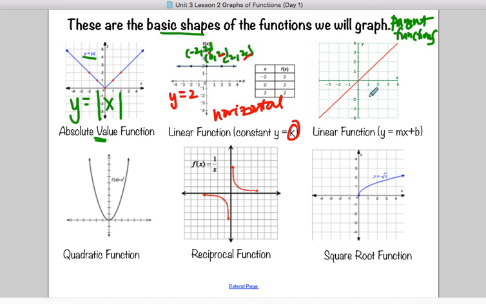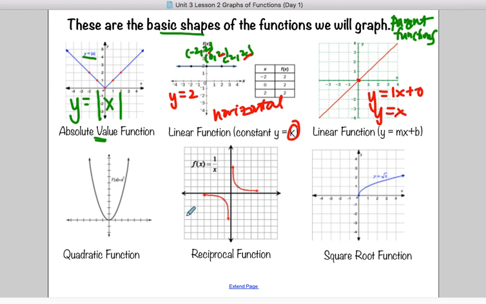Okay. The next one is our y equals mx plus b, our linear function. The parent function for this one, it goes through the origin. So your y-intercept is 0 and it has a slope of 1. So it's y equals 1x plus 0. So it's really y equals x. Okay. So it's our linear function.